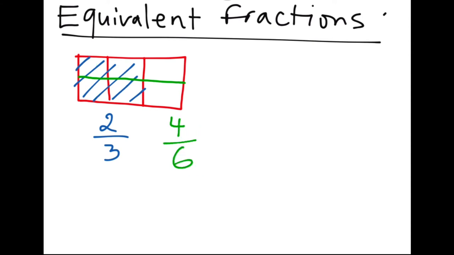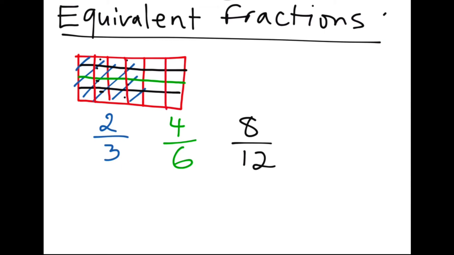What if I add another set of lines? I divide my box into several more boxes. So how many shaded boxes do I have? I have 8 shaded boxes out of a total of 12. What if we divide the boxes into even more boxes? The shaded part is still the same. It's still this one right here. This is the shaded part. So that would be 16 out of a total of 24.